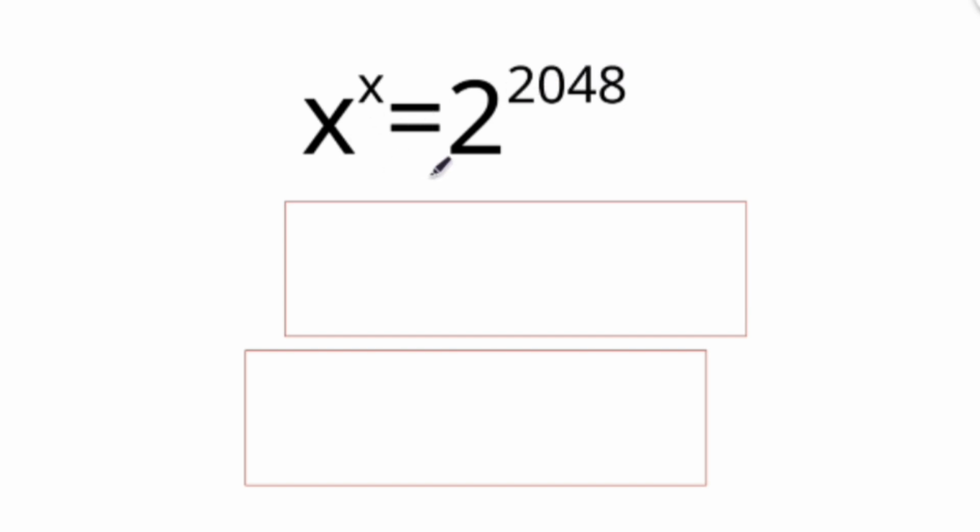Now, the first thing to notice here is that you have x raised to the power x. You can agree with me that this is the same number. So x is equal to x, okay? So this is going to be equal to this, okay? But then the problem is that if you look at the right hand side of this equation, 2 is not equal to 2048. So we're looking for a way to make this and this the same so that we can equate it to x, alright?